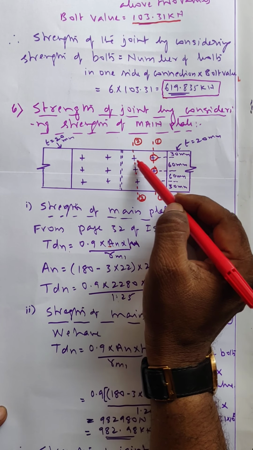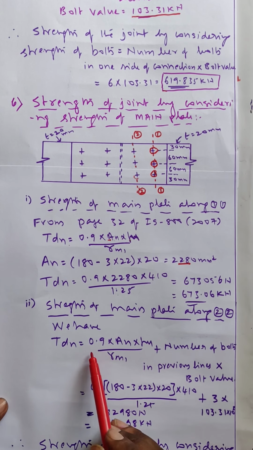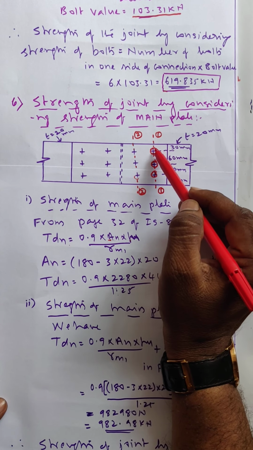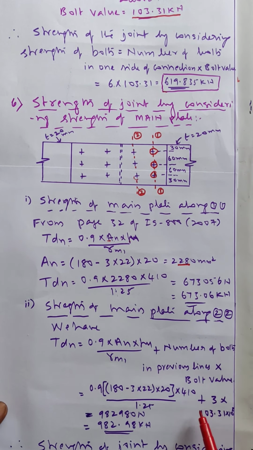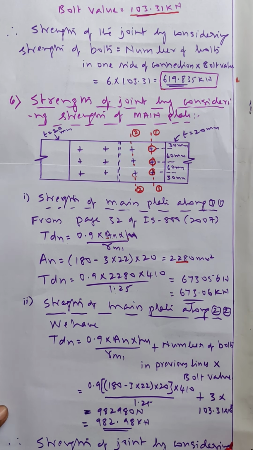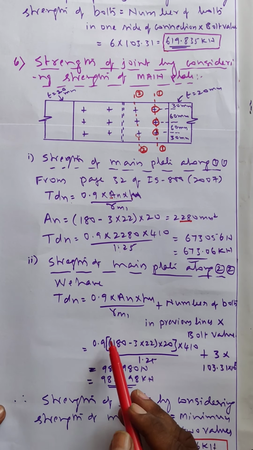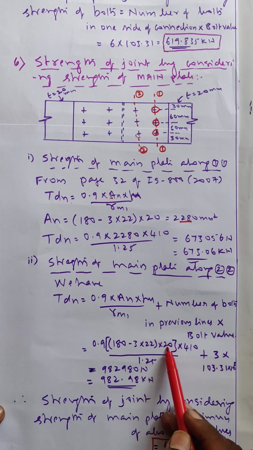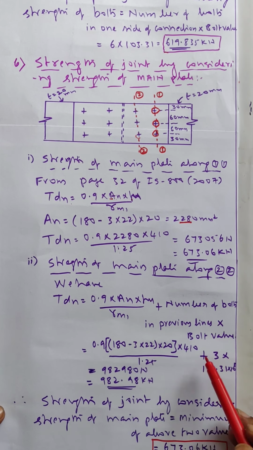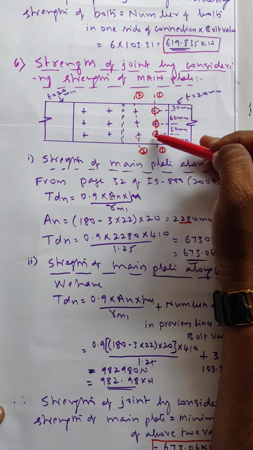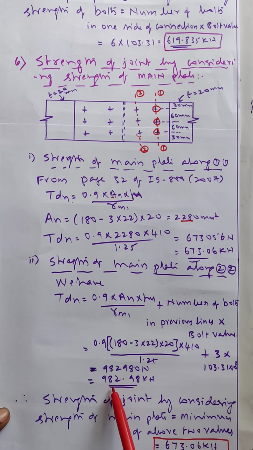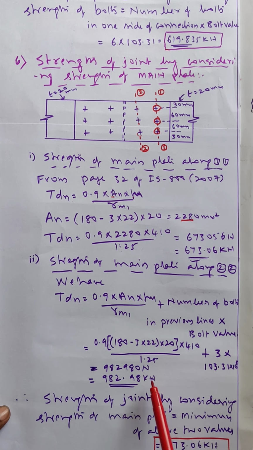Next, now we will calculate the strength of the plate along section 2-2. Here also 3 bolts are there. Net area is same. Tdn equals 0.9 An into fu by gamma m1 plus number of bolts in the previous lines, here 3 bolts, into bolt value. We have to add the bolt value of that. Therefore, Tdn is 0.9 into 180 minus 3 into 22 into 20 into fu 410 by 1.25, plus 3 bolts in the previous line into bolt value 103.3, which we already saw. Therefore, the strength of the plate in section 2-2 is 982.98 kilonewton.